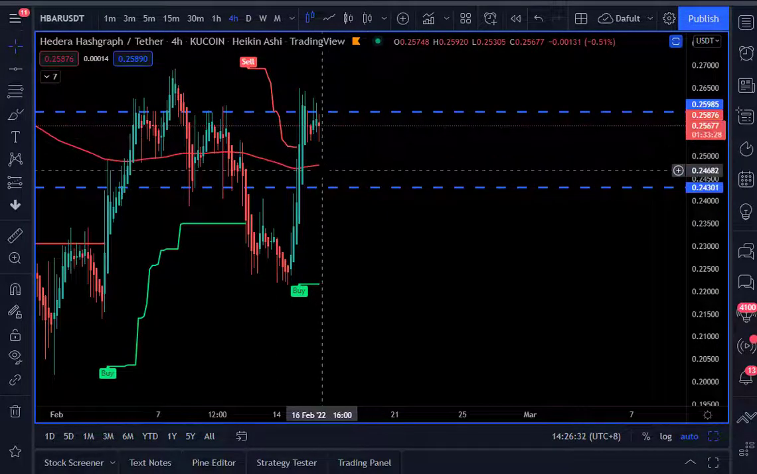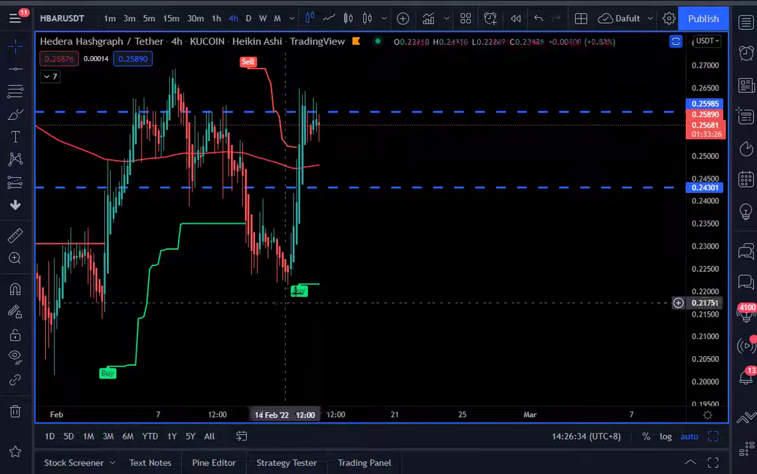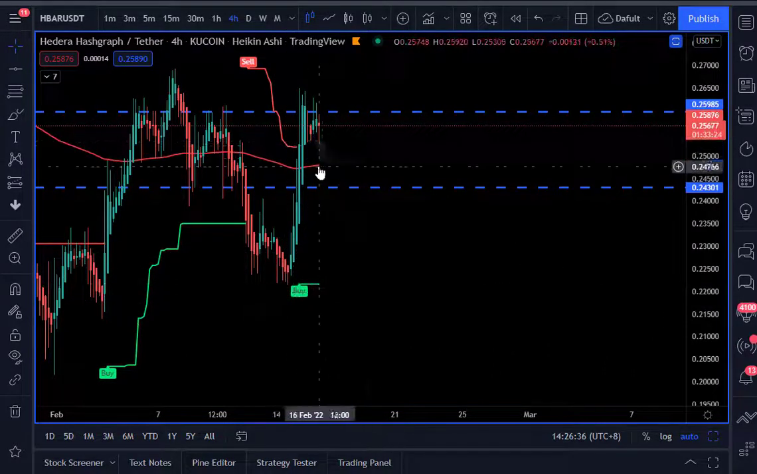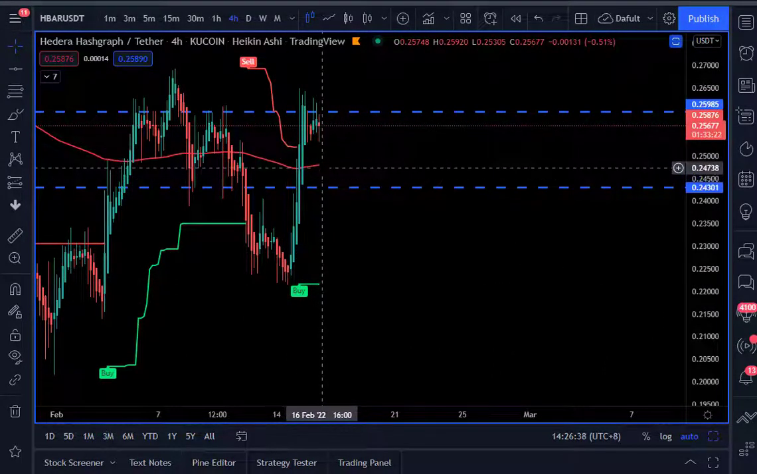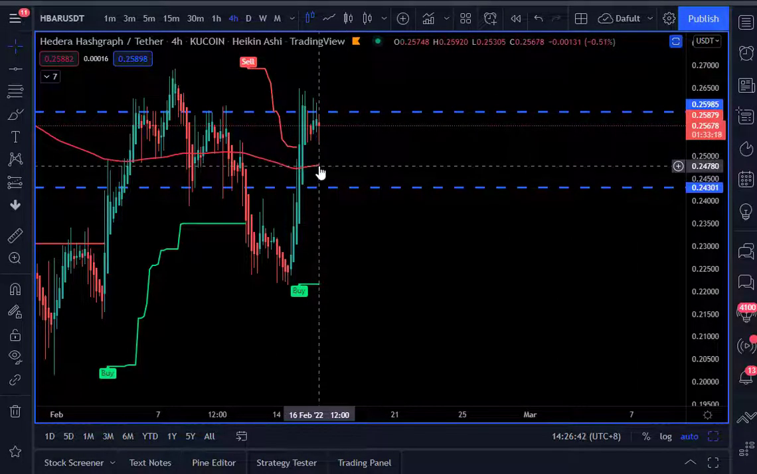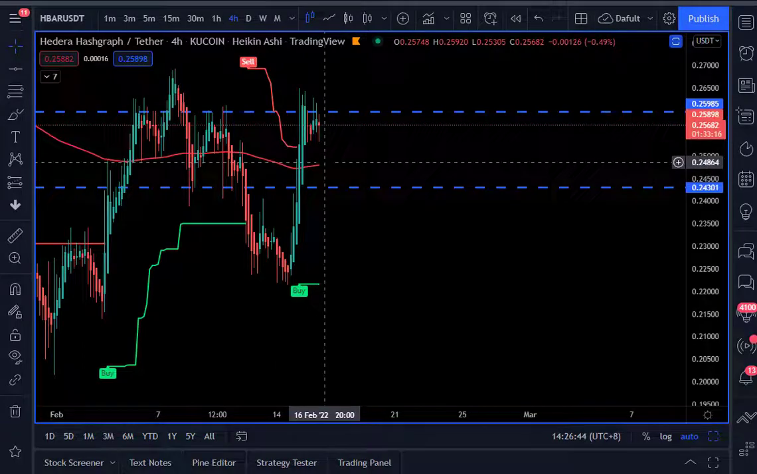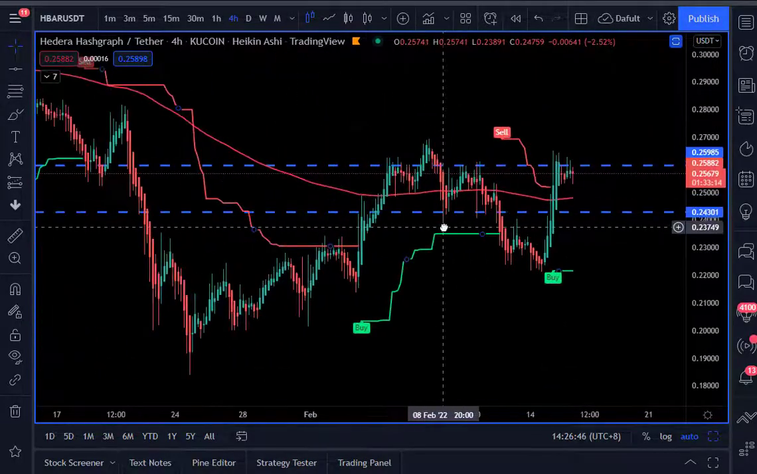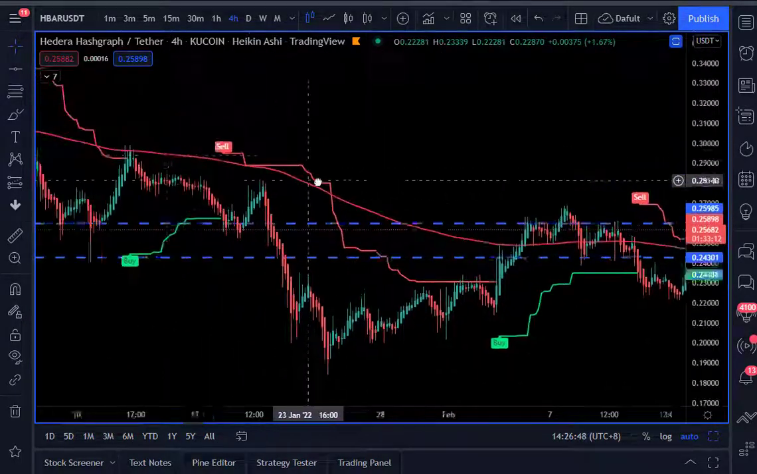So I'm looking for a buy position. I'm looking for this buy signal before I actually do a long position. When the price is above the line, I'll look for a long position. When it's below the red line, I'll look for a short position. For example, all of this I'll look for a short position.